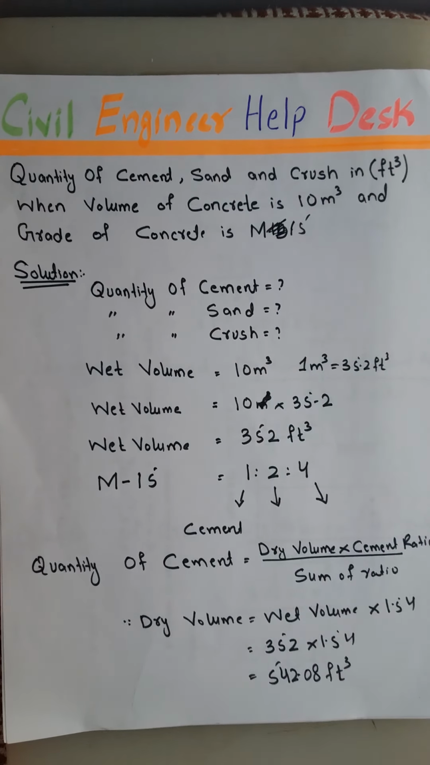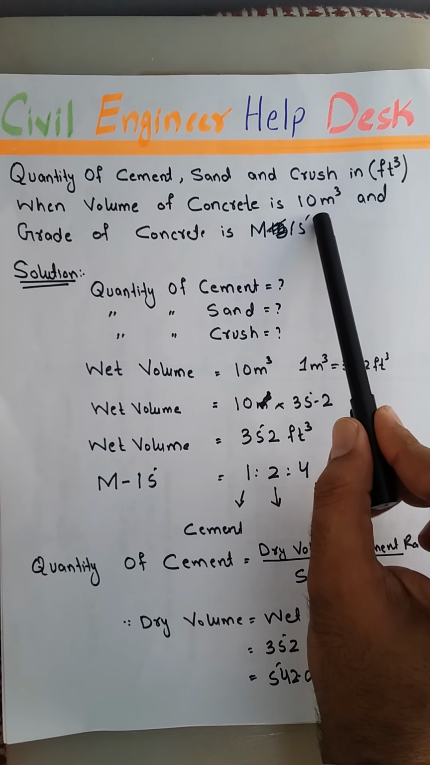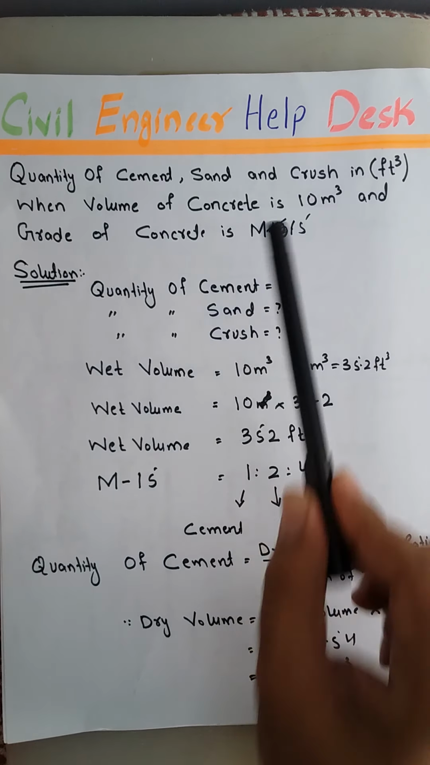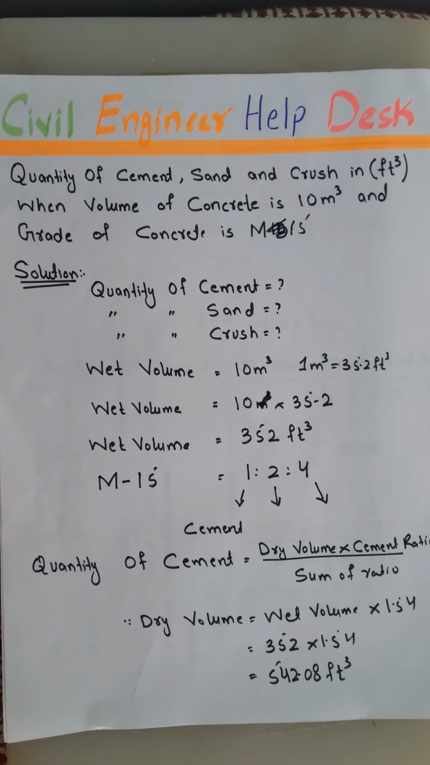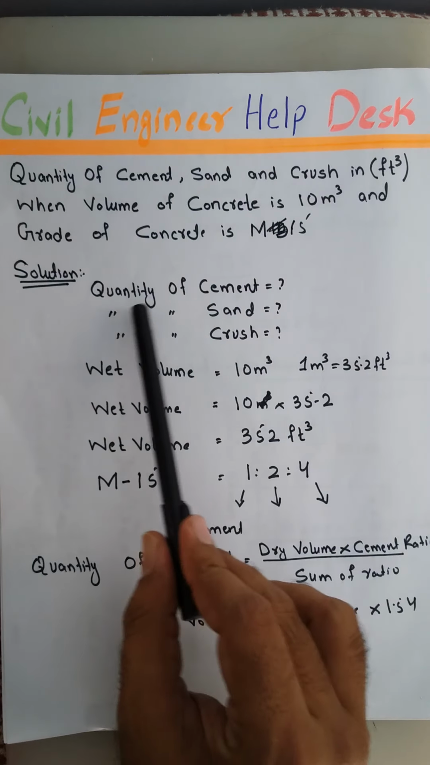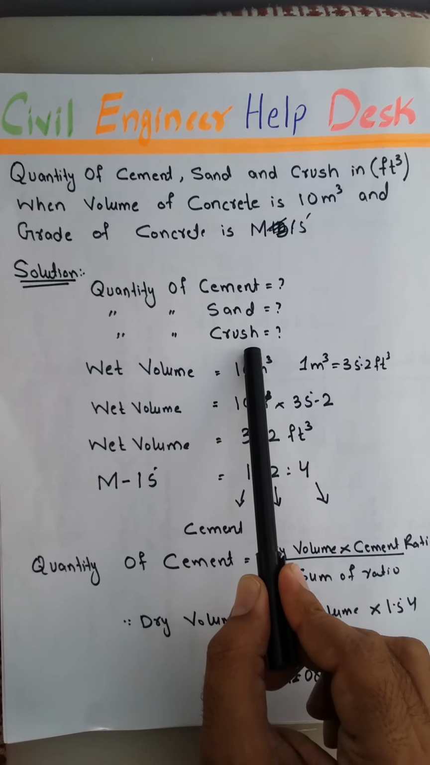Now comes the problem, the same problem that we solved in our last video, but it was in cubic meter, and today we will solve this numerical in cubic feet. Our question is the same: we have to determine the quantity of cement, sand and crush in cubic feet, when the volume of concrete is 10 cubic meter and the grade of concrete is M15. Students, remember this: volume is in cubic meter and grade is M15. The question is the same, but we have to find this in cubic feet.